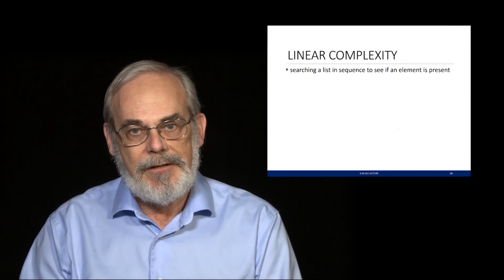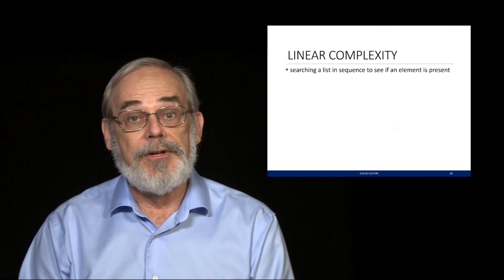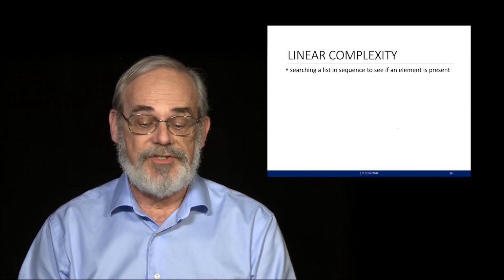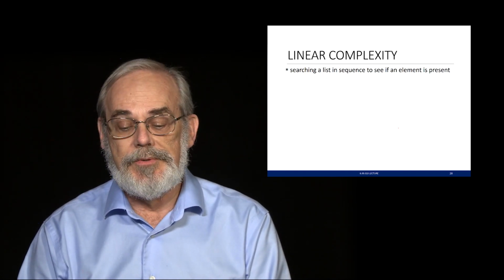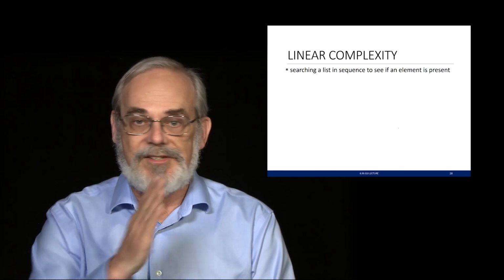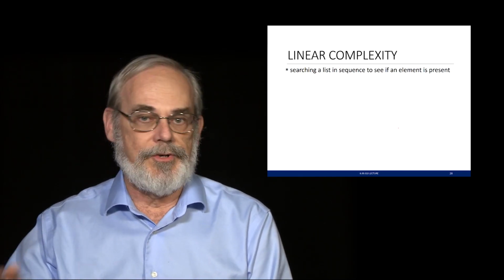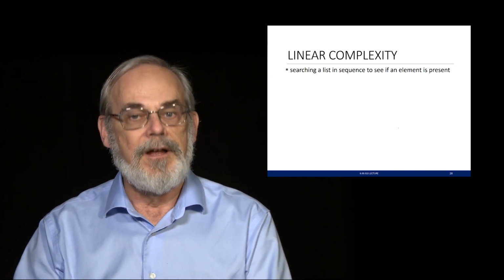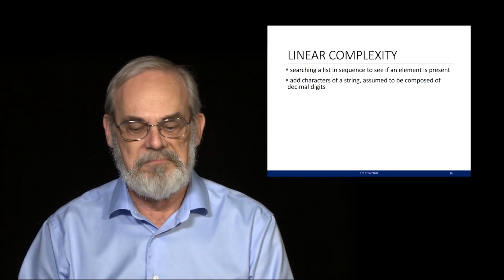Okay, linear complexity. Still pretty good because it's pretty efficient. Examples you've already seen. I want to search a list in order or in sequence to see if an element is present. It's linear because I'm going to walk down the list in turn looking at each element until I find whether that element is present or not. A nice example of a linear complexity search.